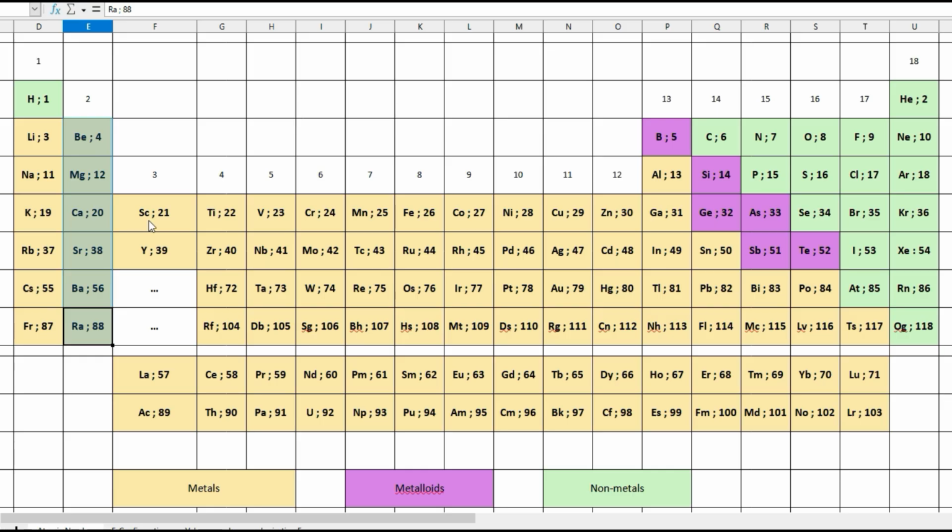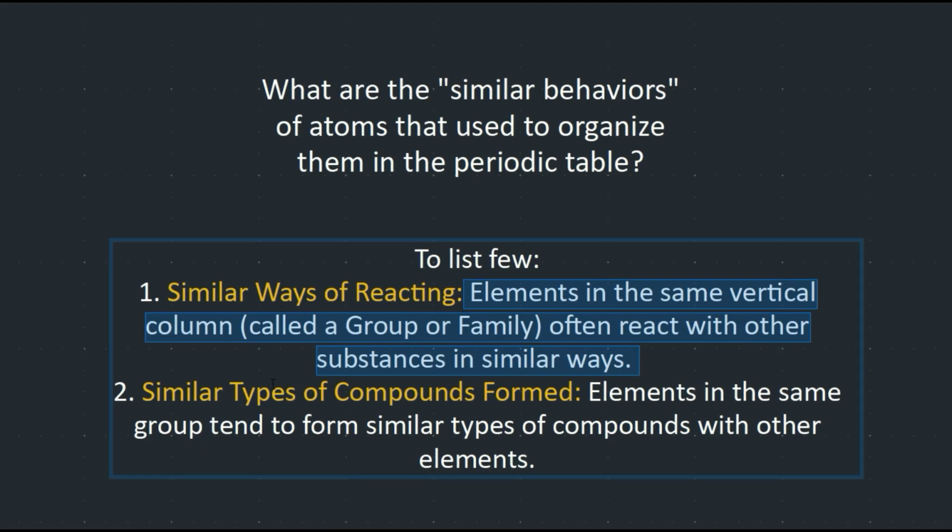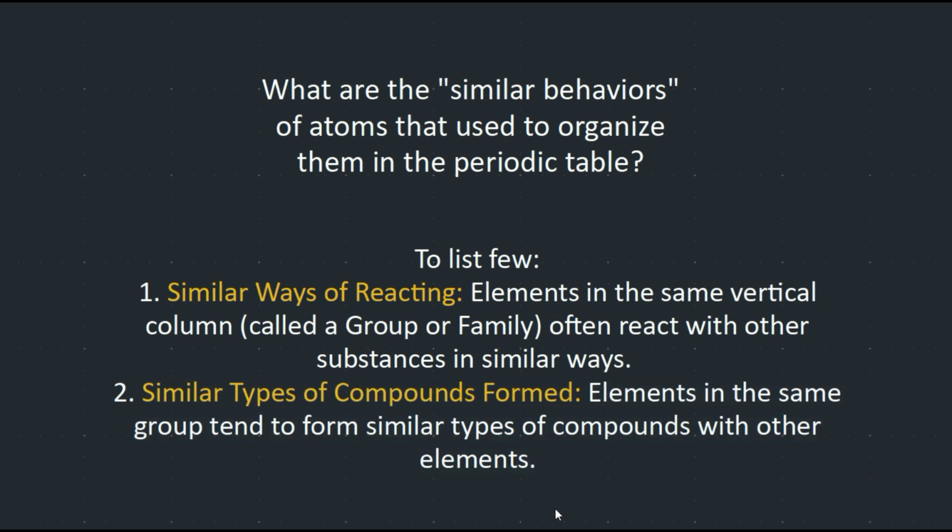Again, I'm just giving a thumb rule. There's a lot of variation. Obviously, you can see that in day-to-day life. But again, we're entering all of this in a systematic manner. So similar types of compounds are formed. Elements in the same group tend to form similar types of compounds with other elements.